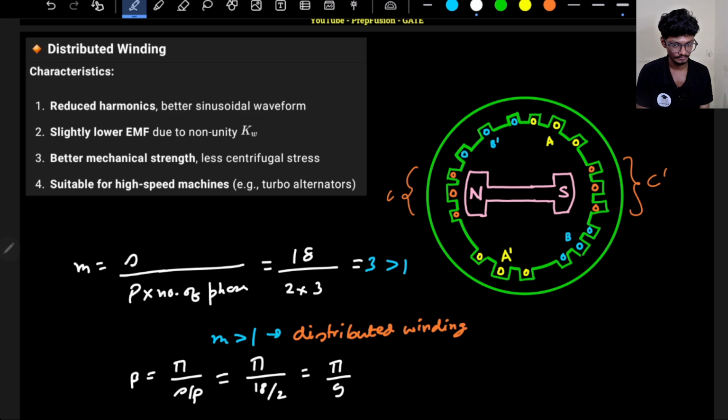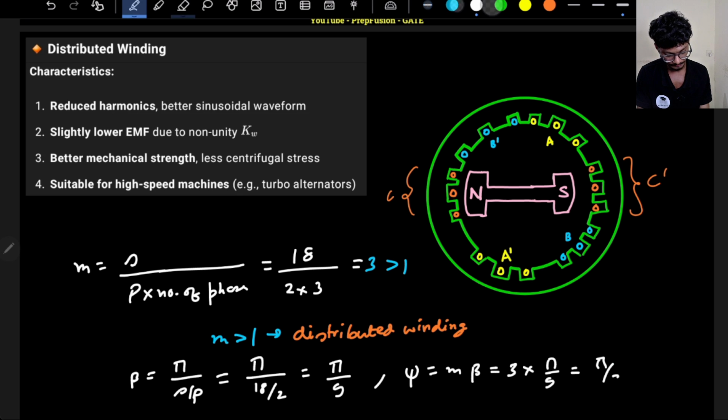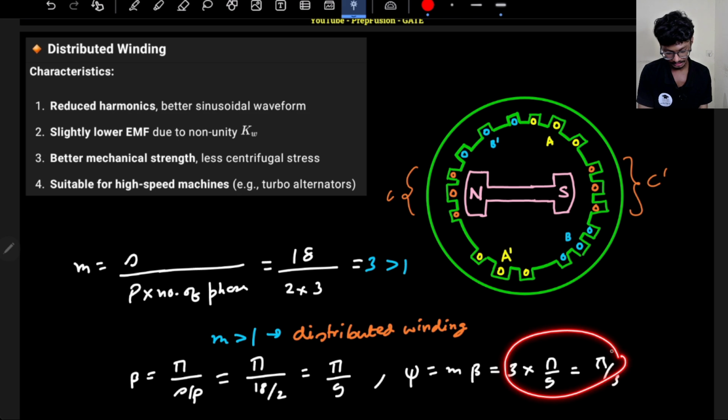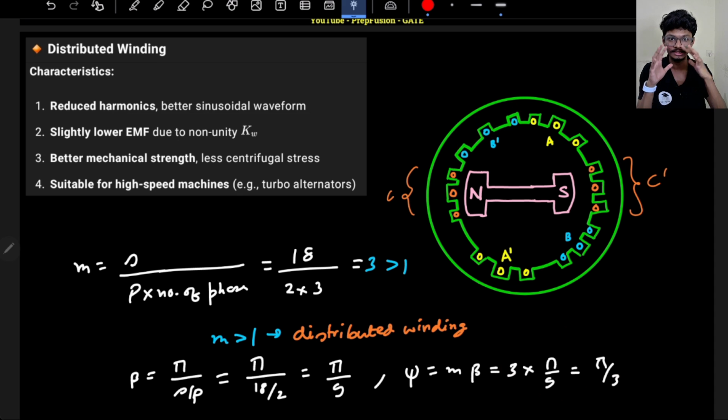So beta has reduced. What is the phase spread? Phase spread will be m into beta. In this case m is 3 and beta is pi by 9. So phase spread is still the same, pi by 3. So phase spread does not change. In case of distributed winding and in case of concentrated, each phase is still spreading 60 degrees. So these 3 slots actually are taking 60 degrees.